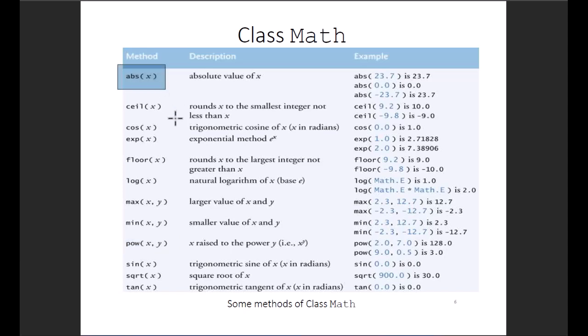ABS, absolute value, it will always give you the positive value. SQRT, I have used it, this is the square root. Now cosine, COS, sine, SIN, tangent, TAN, these are very simple, straightforward. Logarithm, LOG, exponential, e to the power x. You see, all of these are quite obvious.